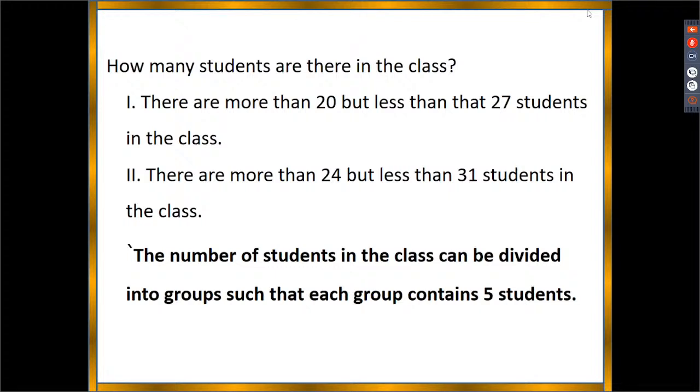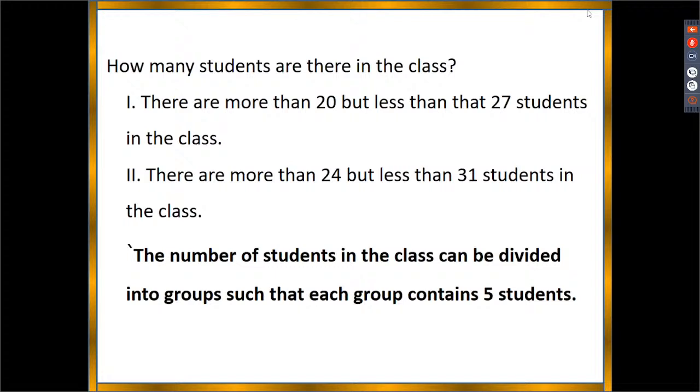In the second statement, the possible numbers are 25, 26, 27, 28, 29, 30. In that, the possible numbers may be 25 or 30. We can't say which one is the exact one. So that is the reason statement 1 alone is sufficient to answer the given question.